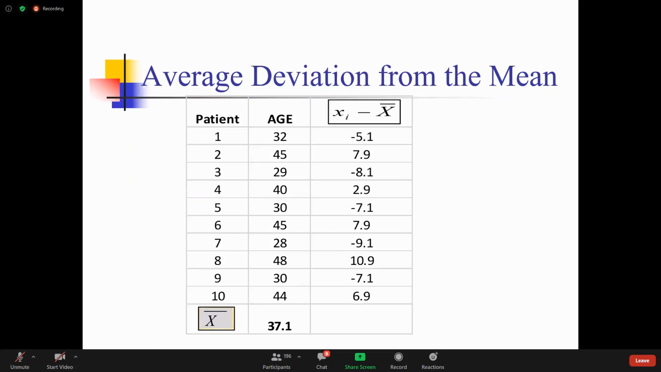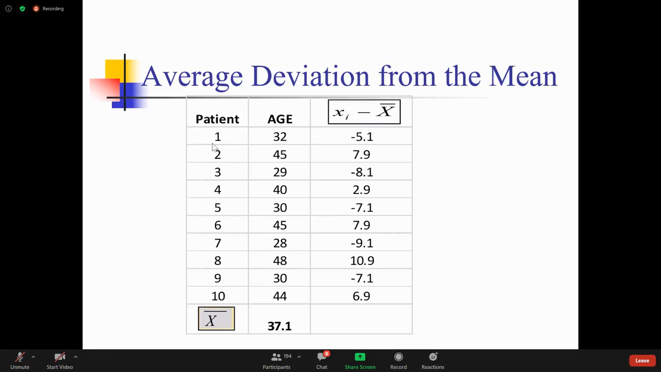This is the same data set, 10 patients, and look at their ages. Patient 1, age 32, to 45, and they go down this column. So I want to estimate the deviation of these points from this. See this 37, it's the average. Remember, we're trying to estimate the variability of the sample. Is it variable or is it not? Now, if all of those numbers are 37.1, the variation is 0, but they are not.